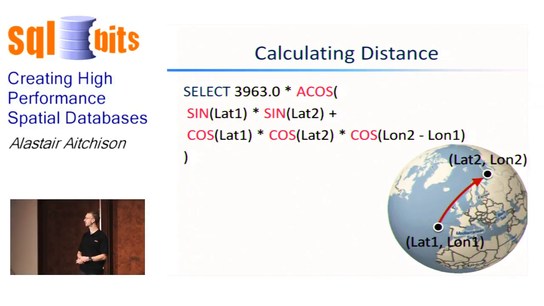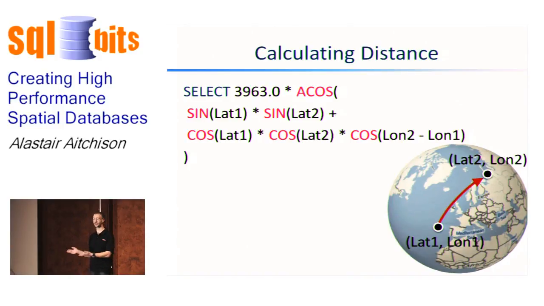This is not the only way you can approach it. There's another common method called the Haversine method. And what this does is it calculates the distance between 2 points on a sphere, essentially. That constant at the beginning, 3963, that's the radius of the Earth in miles. So if you use this formula, you'll get a distance between 2 points in miles calculated on a perfect sphere.